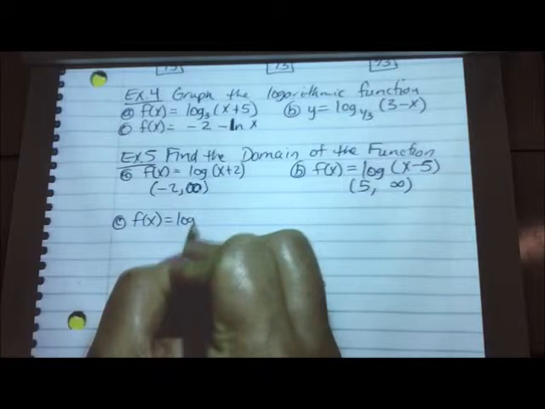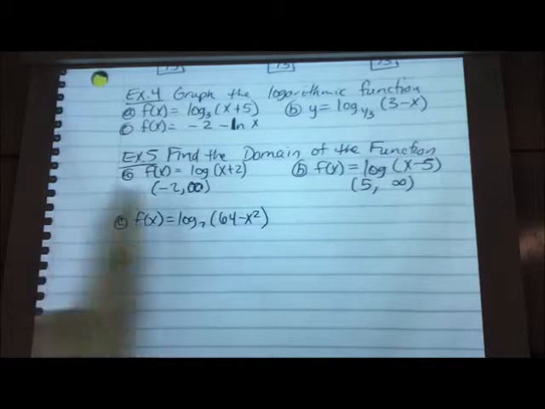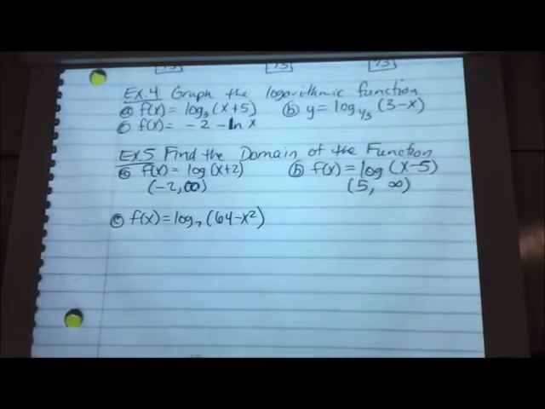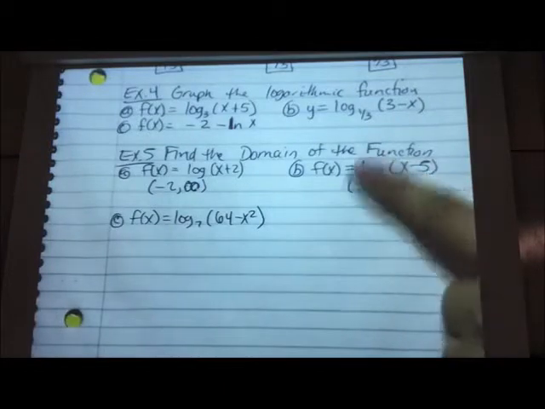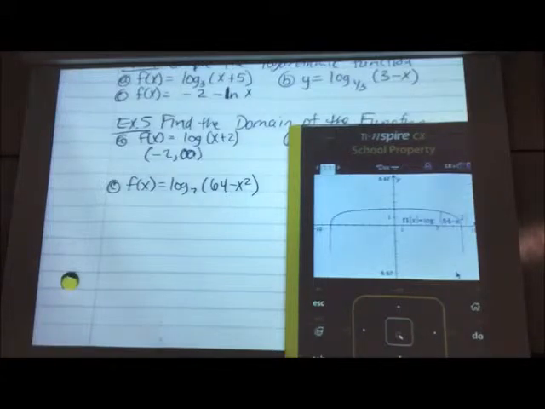f of x equals log base 7 of 64 minus x squared. So you're going to have a question like A and B, a question like C and D, and a question like E and F. I'm doing 2 examples of each of the last 3 question types, because I don't want you to make a careless mistake or say Miss Peña didn't go over this. When I graph 64 minus x squared, this is what I get. It looks really different from A and B and all the other examples.